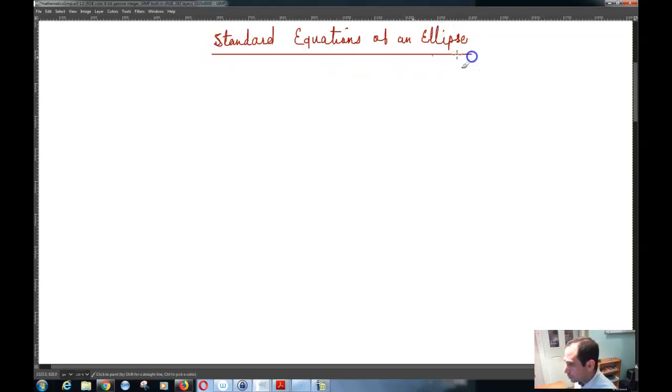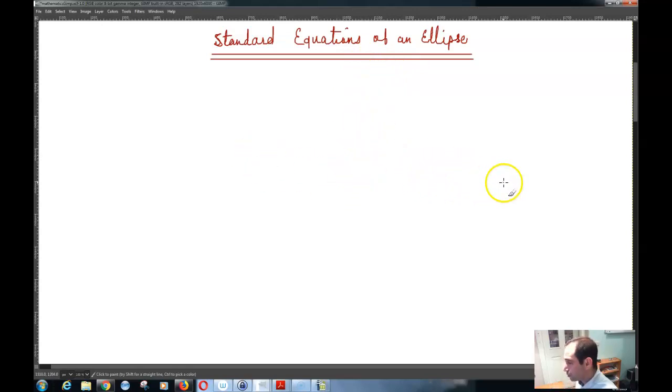Okay, so the next thing that we have here is basically the standard equations of an ellipse. This is where we derive some formula for an equation for an ellipse. So basically, that is what we do over here.